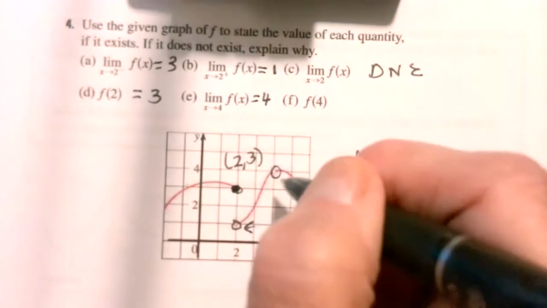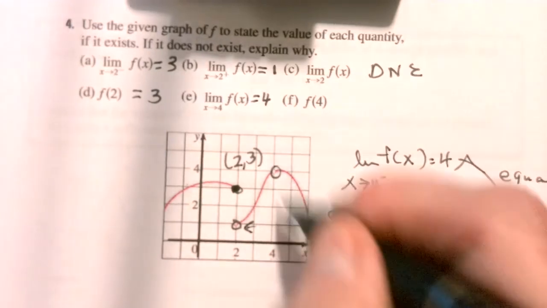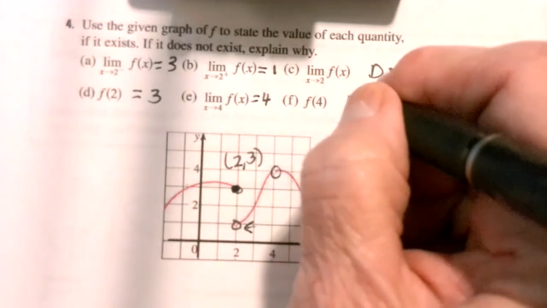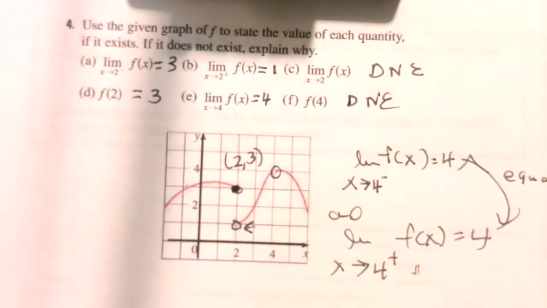Okay, then what is f of 4? It doesn't have anything where x is 4 with a solid dot, so it does not exist. It's not defined. Okay.